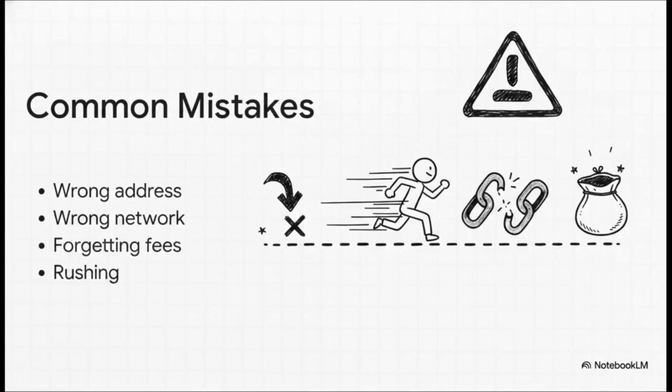You know, even experienced users can fall into these common traps if they aren't paying attention. Sending to the wrong address, picking the wrong network, or just forgetting to leave enough balance for the transaction fees are huge pitfalls. You also have to watch out for incomplete address copying or just swiping past warnings your wallet gives you. But you know what the biggest enemy of any crypto user is? Rushing. Rushing without reviewing the transaction details is almost always the root cause of the whole shebang going wrong.